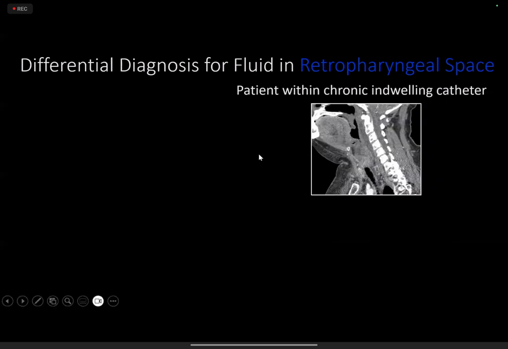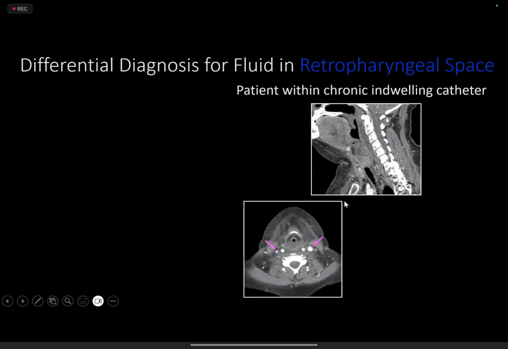Here's a patient with a chronic indwelling catheter. We see fluid within the retropharyngeal space right over here. Once you see fluid in the retropharyngeal space, make sure you interrogate the venous vessels. So here we take a look at the internal jugular veins right over here.